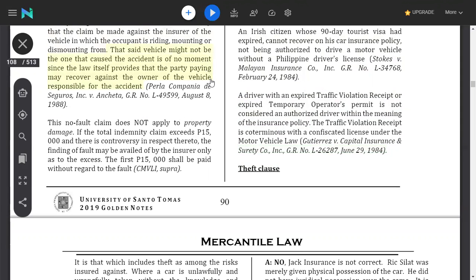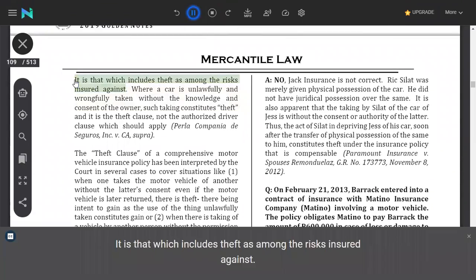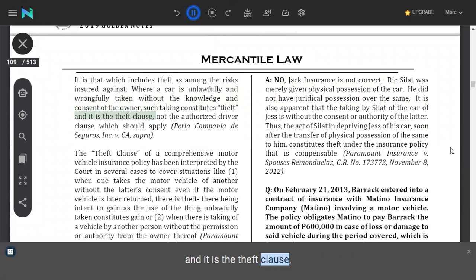Theft. It is that which includes theft as among the risks insured against. Where a car is unlawfully and wrongfully taken without the knowledge and consent of the owner, such taking constitutes theft. And it is the theft clause, not the authorized driver clause, which should apply.